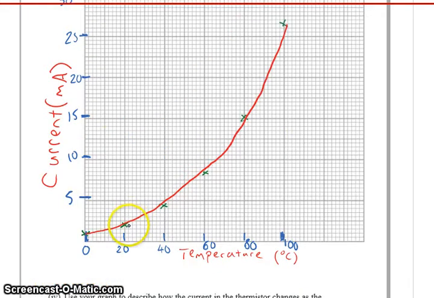You can see that down here on the graph, an increase in temperature of say 20 degrees here causes an increase in current of around about 3 milliamps. While here, if I increase the temperature by 20 degrees, I get much more than 3 milliamps extra current. I get over 10 milliamps.